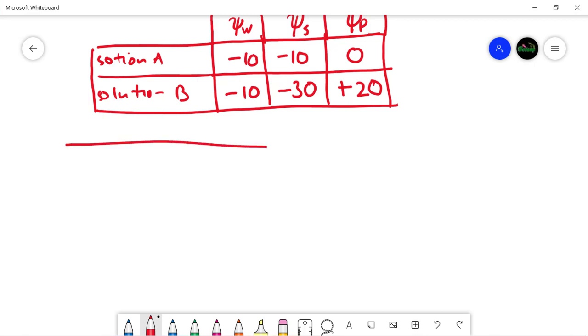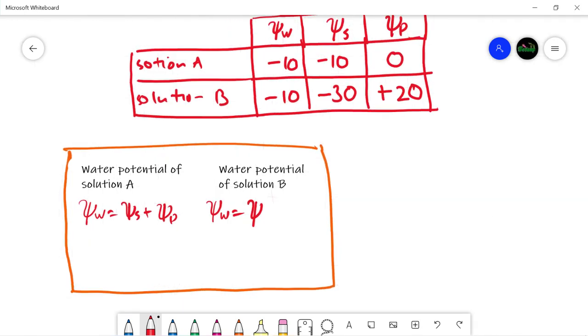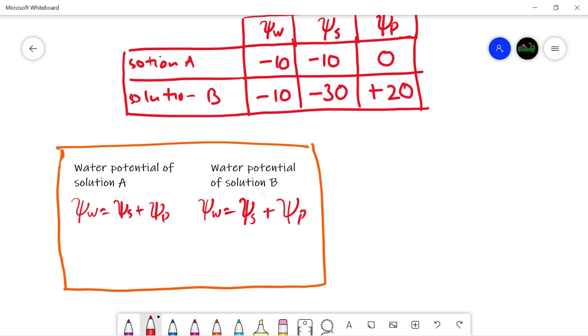So let's draw two tables. Now let's write down the equation. This is psi W is equal to psi S plus psi P, and the same equation goes for solution B. So we have psi W is equal to psi S plus psi P. Let's enter the values.